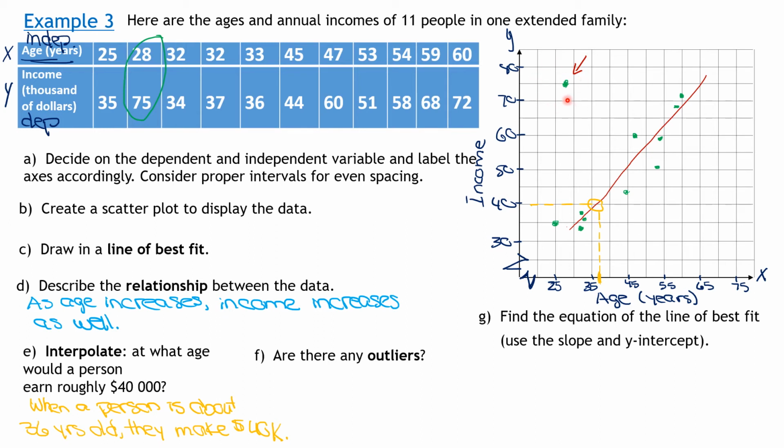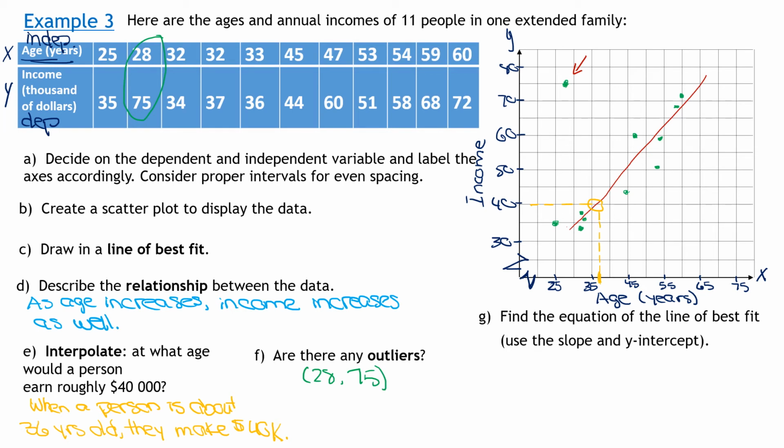So that point, I didn't really consider that when I was drawing my line of best fit. I ignored it. I didn't use that to move the line up or change my direction or anything like that. Outliers, we ignore them when we are graphing. So there is an outlier, and I'm just going to write the coordinate. The outlier is at 28 and 75. So that's the outlier.